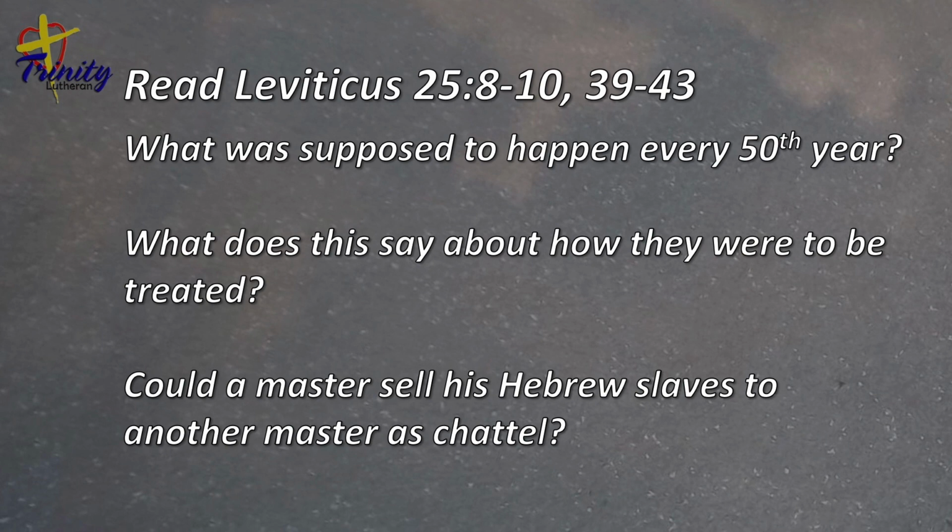If any of your fellow Israelites become poor and sell themselves to you, do not make them work as slaves. They are to be treated as hired workers or temporary residents among you. They are to work for you until the year of Jubilee. Then they and their children are to be released, and they will go back to their own clans and to the property of their ancestors. Because the Israelites are my servants, whom I brought out of Egypt, they must not be sold as slaves. Do not rule over them ruthlessly, but fear your God. All right.